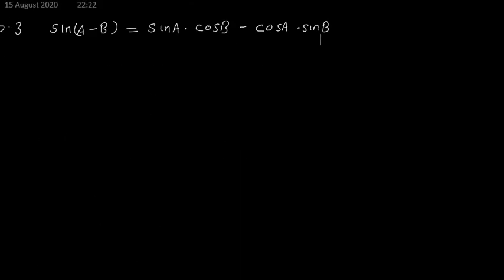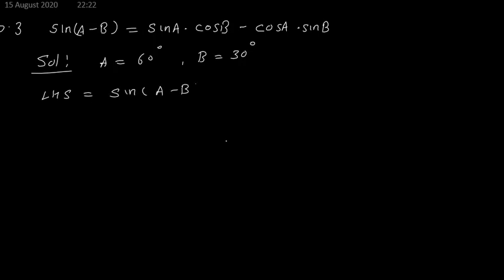We have to prove sin A minus B is equal to sin A cos B minus cos A sin B. Again, the value of A is 60 degree and value of B is 30 degree. So, in solution, A is 60 degree and B is 30 degree. Our left hand side will become sin A minus B, that is sin 60 degree minus 30 degree, that is sin 30 degree. Now the value of sin 30 degree is 1 upon 2. So this is our equation 1.